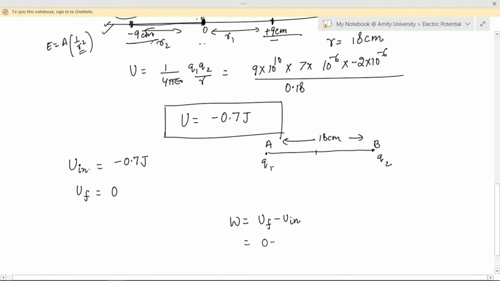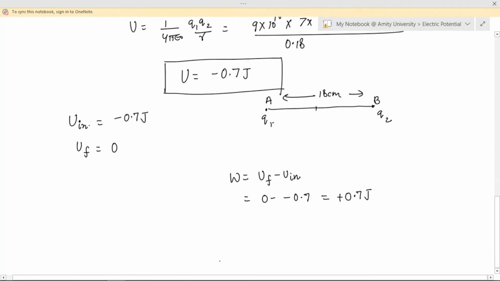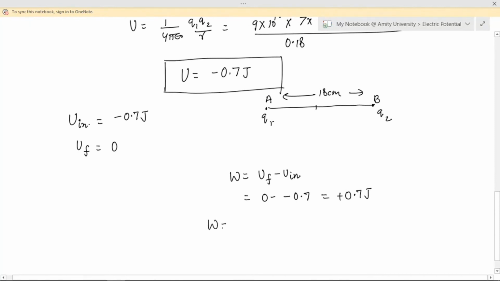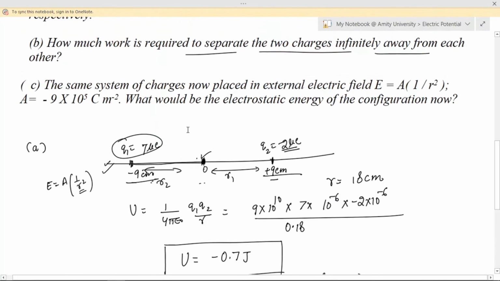So this will be equal to 0 minus of minus 0.7, which gives you plus 0.7 joules. This is the work done when the two charges of the system are taken to infinity.